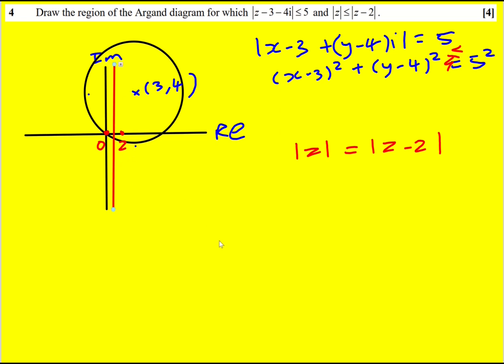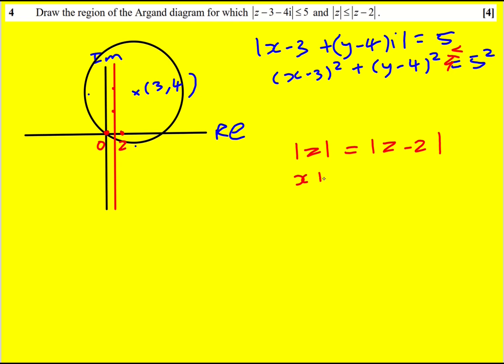Let's talk about why that one is. Oh, sorry, it's not quite vertical. Okay. So let's talk about why that is. The modulus of z is the distance away from the origin, and the modulus of z minus 2 is the distance away from 2. So that's why it's going to be the perpendicular bisector. It's all the points that are exactly the same distance away. You can also show it algebraically.